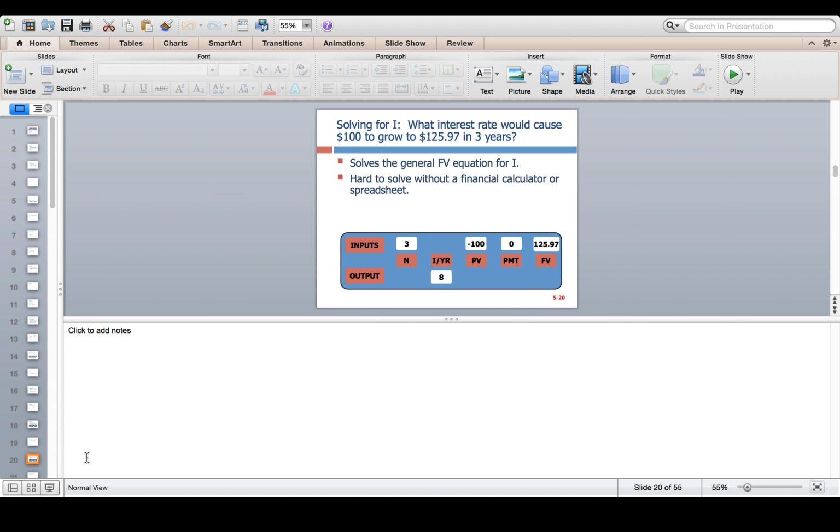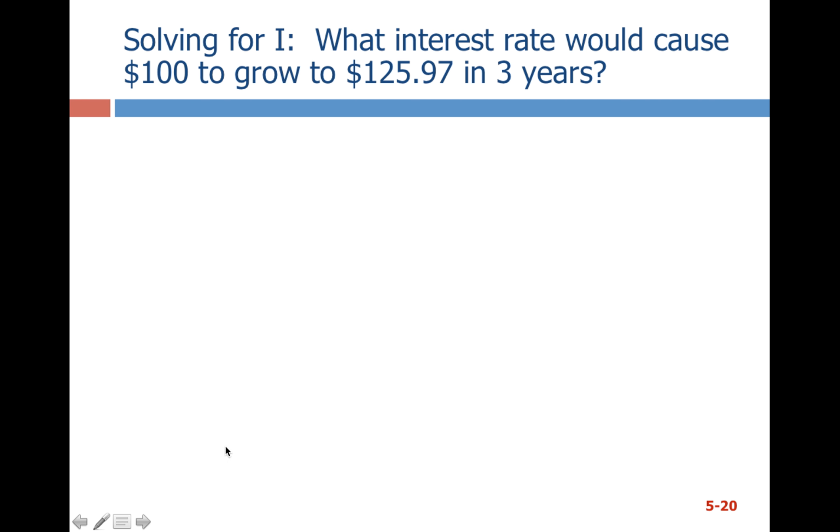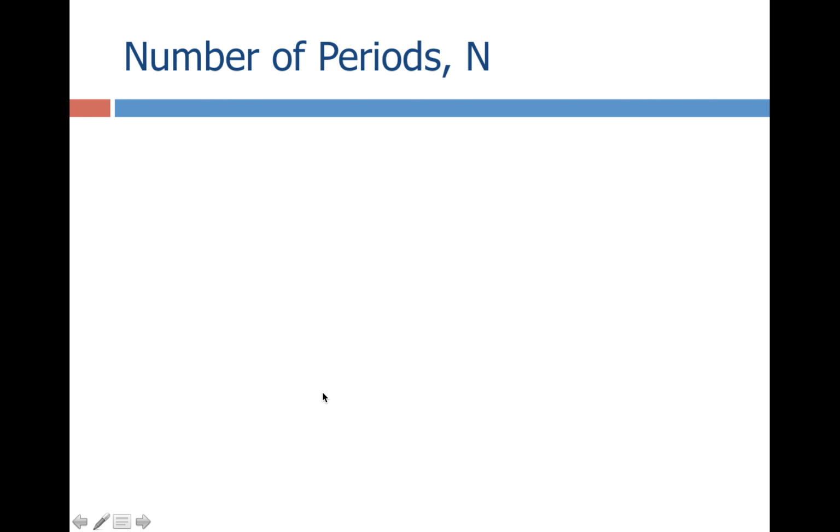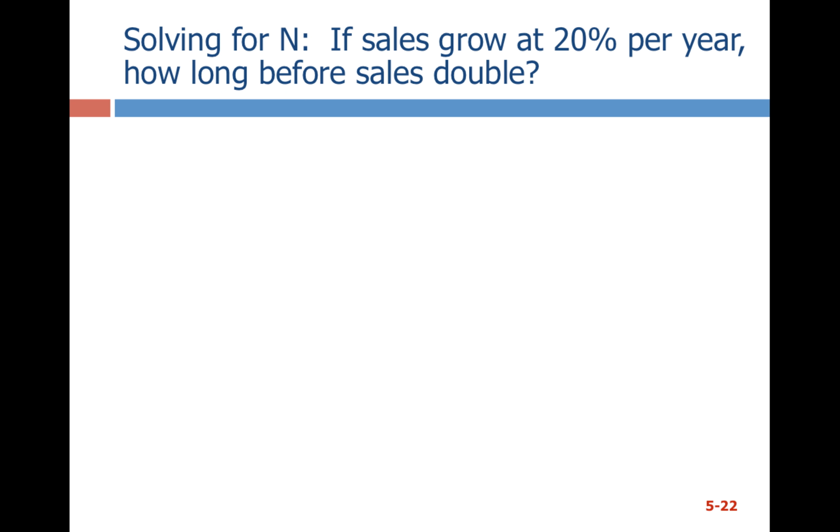Here we go. Okay, so the last thing we solved for last week was the number of periods. So you can solve for your n or your NPER. And doing so, the question that's given to you is, if company sales are growing at a rate of 20% annually, how long will it take sales to double?